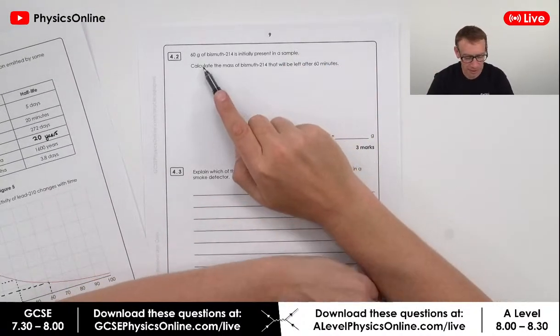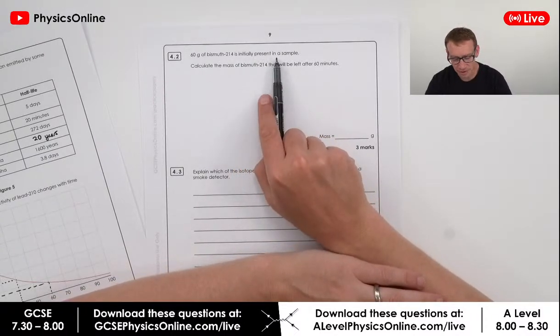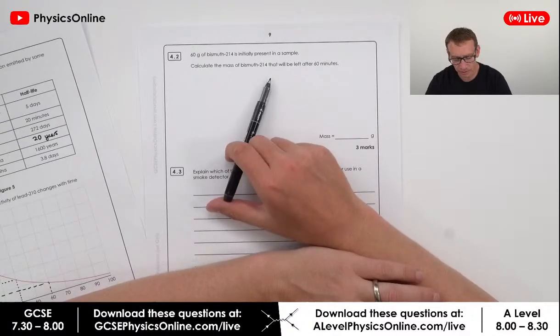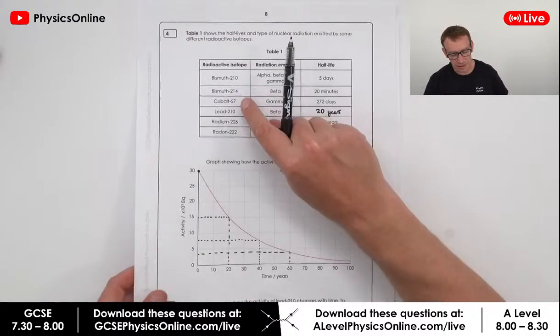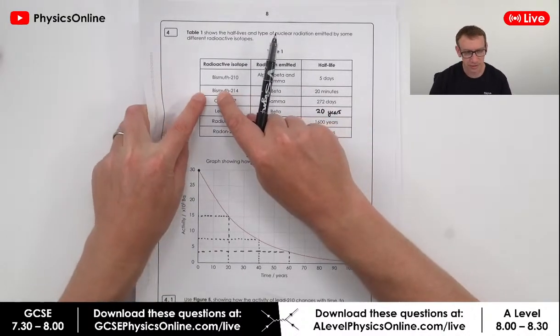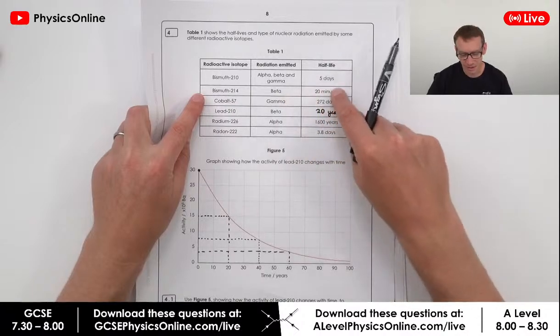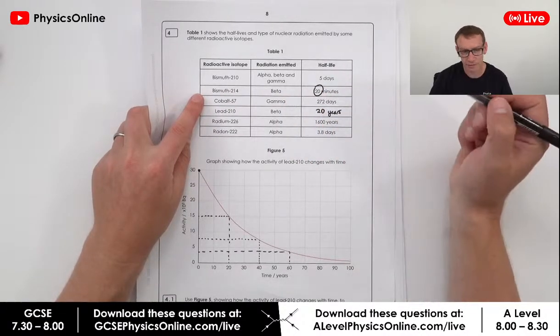Okay, we now have 60 grams of this bismuth-214. It's initially present in a sample, and we want to calculate the mass of bismuth-214 that we have left after 60 minutes. So, looking back at the table over here, we can see that this particular radioactive isotope of bismuth emits beta, and it's got a half-life of 20 minutes. Okay, so that's our half-life.